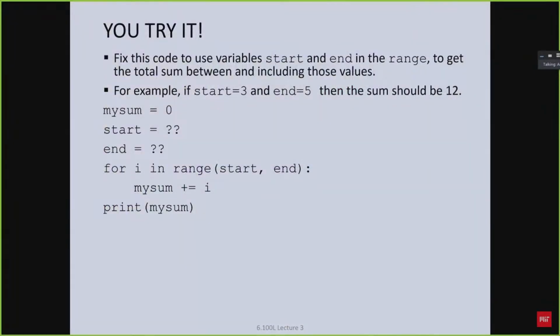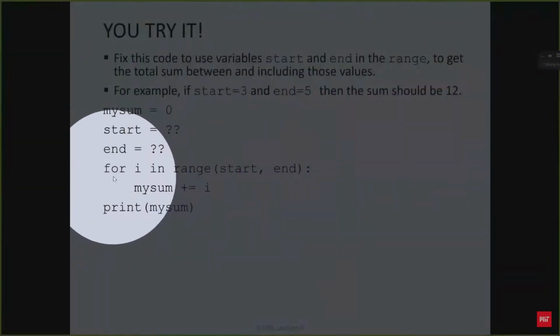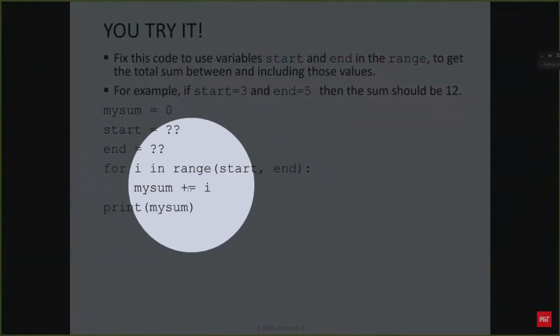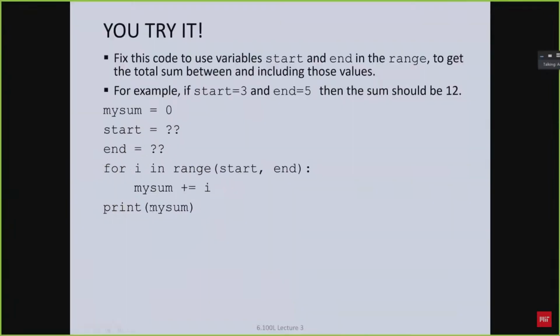Okay, let's have you try this code real quick. Here is code. It's already in the Python file to start out with. It's pretty close to working, but there's one issue. We have this for loop that starts at start and ends at end, and we're keeping a running sum, and then we're printing the sum at the end. So very similar to what we just saw.